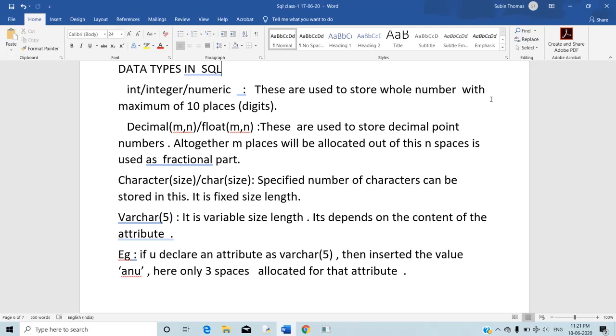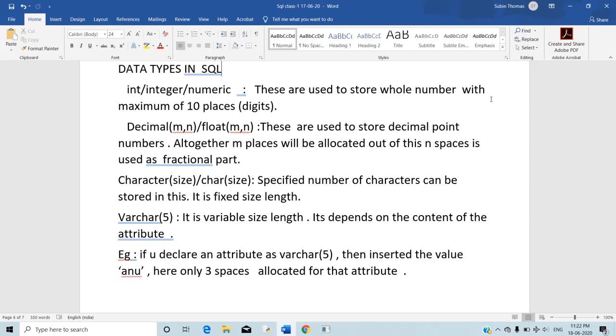But in the case of character, even though your value consists of only 3 characters, the remaining 2 spaces will be filled with spaces, and altogether 5 memory spaces are allocated there. If you declare address as character of 20 and give a value with 10 characters, the remaining 10 spaces will be filled with spaces, and altogether 20 memory spaces will be allocated for that particular attribute. That is your character data type.